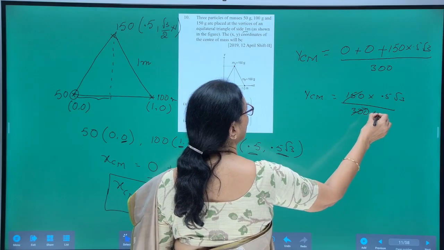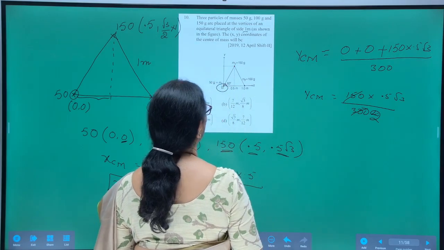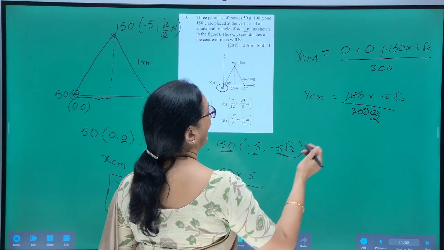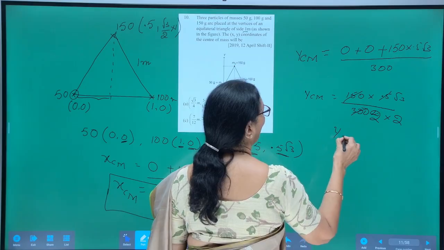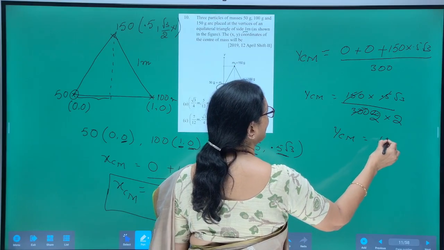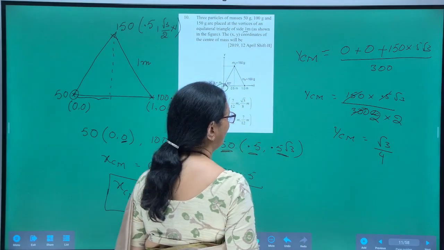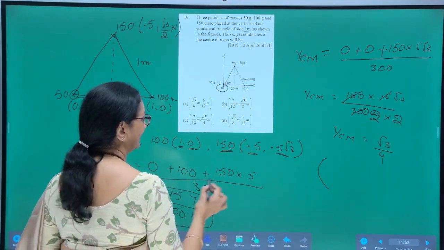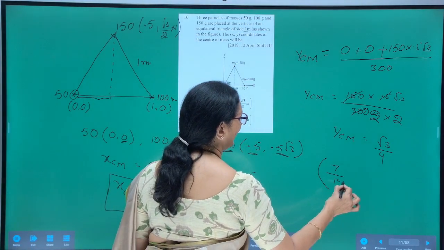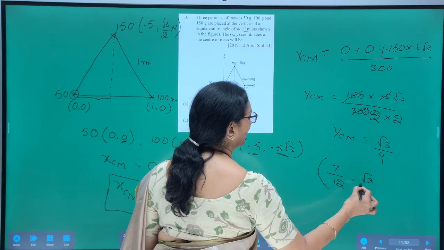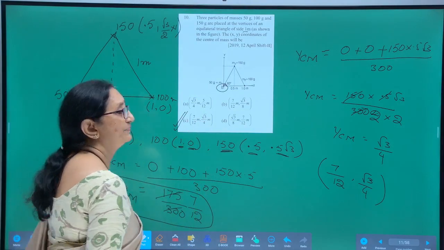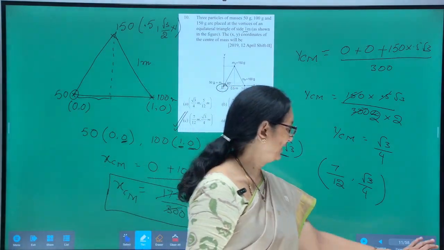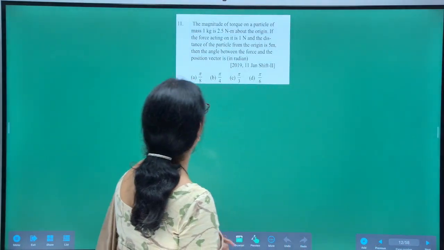So, this gets cancelled 2 times. So, this 0.5 can be written as 1 by 2. So, the y coordinate of the center of mass is root 3 by 4. So, the 2 coordinates are 7 by 12, root 3 by 4. So, this option is perfectly correct. Okay, move on to the next problem.